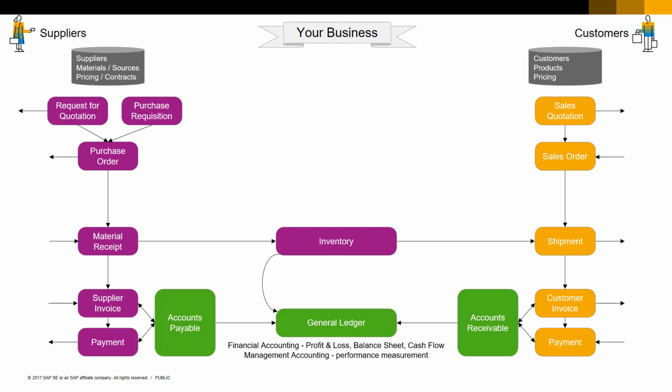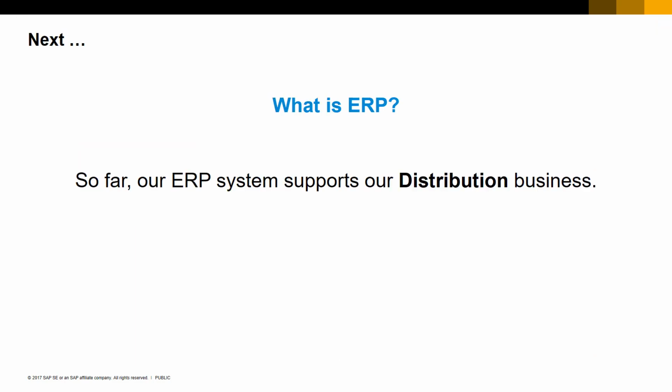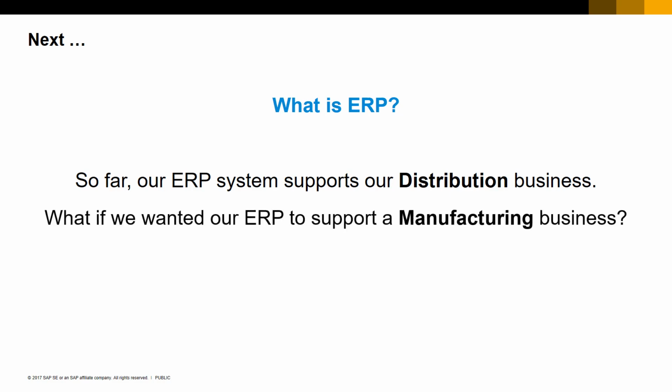And, with that, in just these few minutes, you have a simple diagram of the major transactional processes of a distribution business. And, by the way, a diagram of an ERP system for distributors. Now that's a good start, but what if your business did more than just buy and sell? What if your business was also a manufacturing business? What else would we have to add to the ERP system to support you?